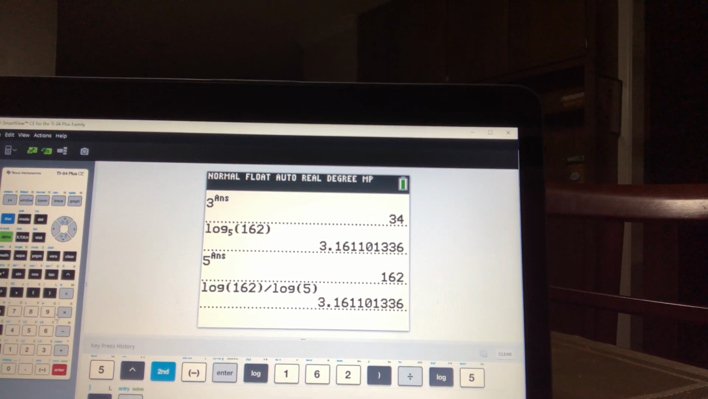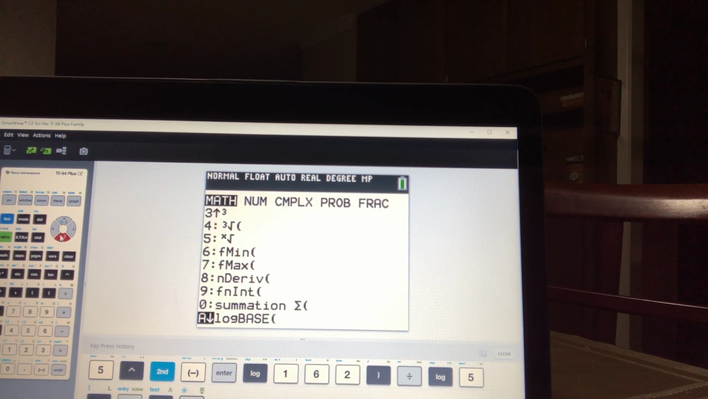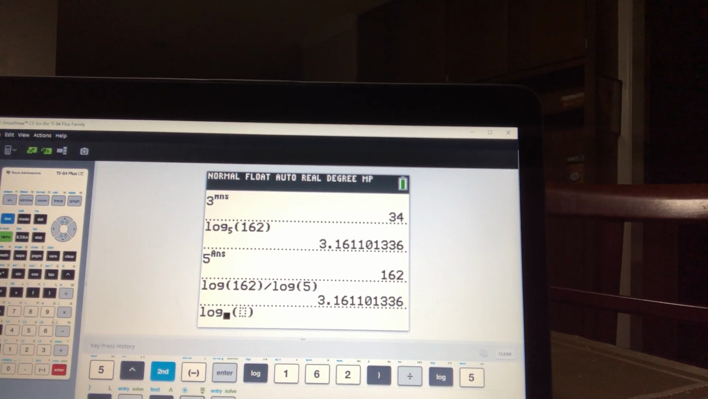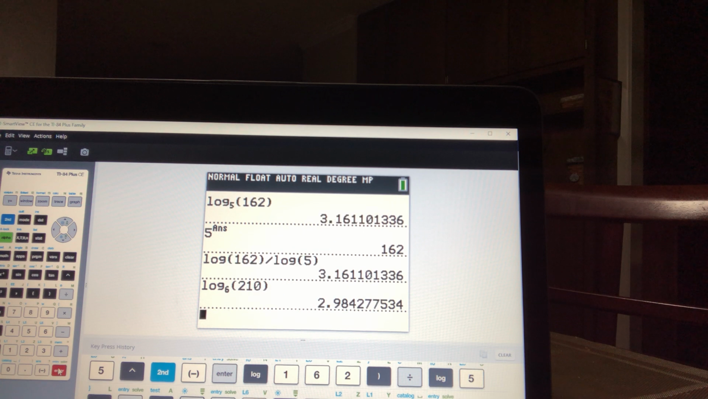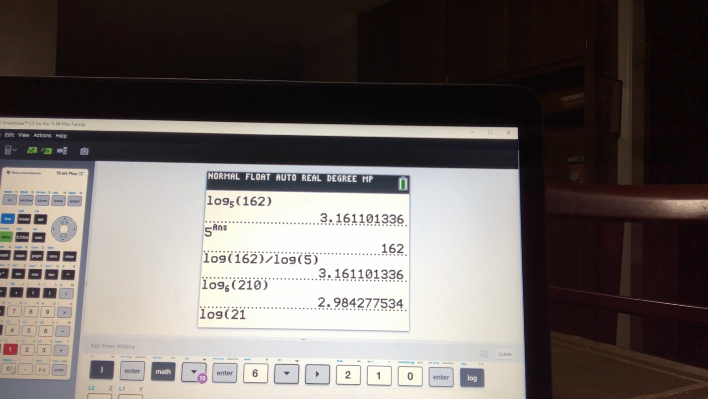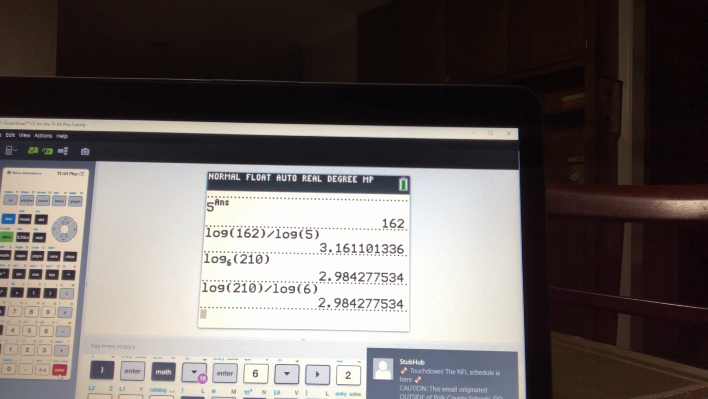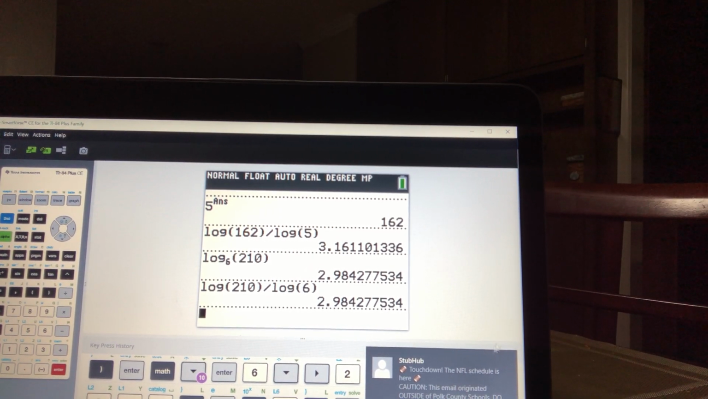Alrighty, and one more. We've got the log base again on some calculators. And we got the log base 6 of 210. And it equals this number. So rounded would be 2.984. So if your calculator is different, you could do the common log of 210 divided by the common log of 6. And you should still get the same thing. Alrighty, so that's what you will do if the base is something other than 10.